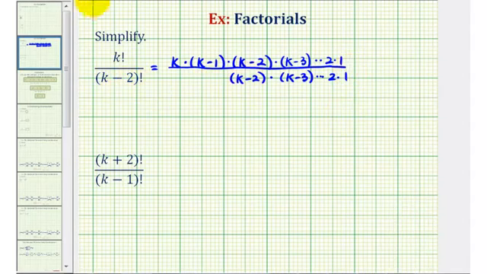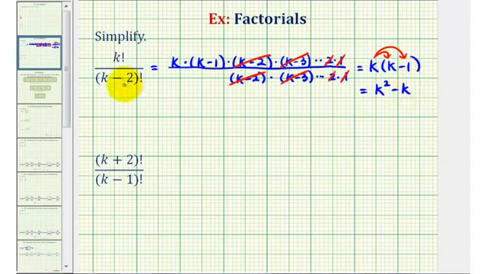Now that we've expanded these, we should recognize that we can simplify this fraction because the numerator and denominator share common factors. K minus 2 over k minus 2 simplifies to 1. K minus 3 over k minus 3 simplifies to 1. Notice all the remaining factors would simplify to 1 over 1, which means this simplifies to two factors, k times k minus 1, or if we want to expand this by distributing, we could express this as k squared minus k.